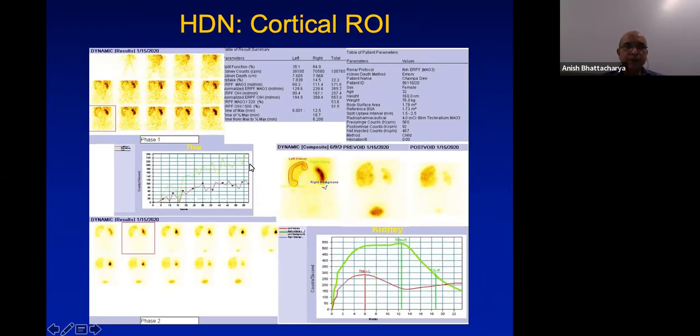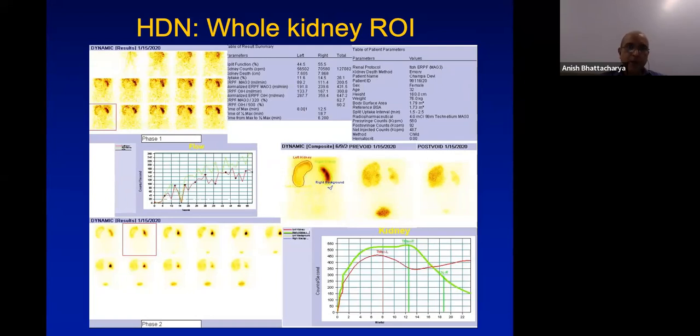The second study, sorry, just a minute, my mistake. This is to show the position of the ROIs. Now, this has to be done very carefully. This is a patient with a hydronephrotic kidney, so this is a whole kidney ROI. The positioning of the ROI can give a false impression of the cortical function. It usually gives an overestimation.